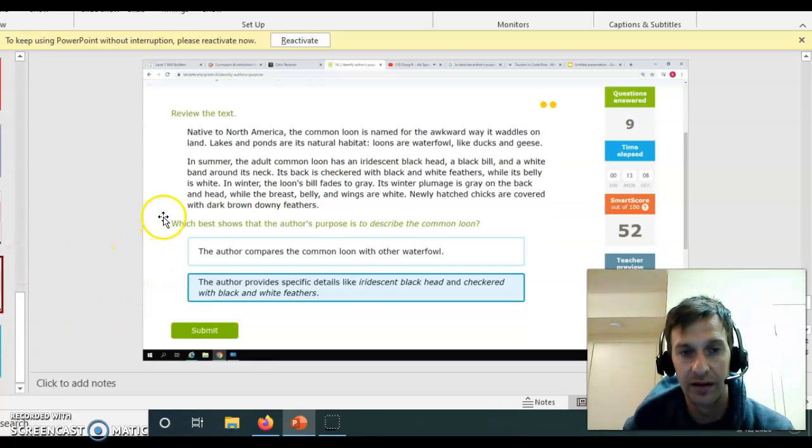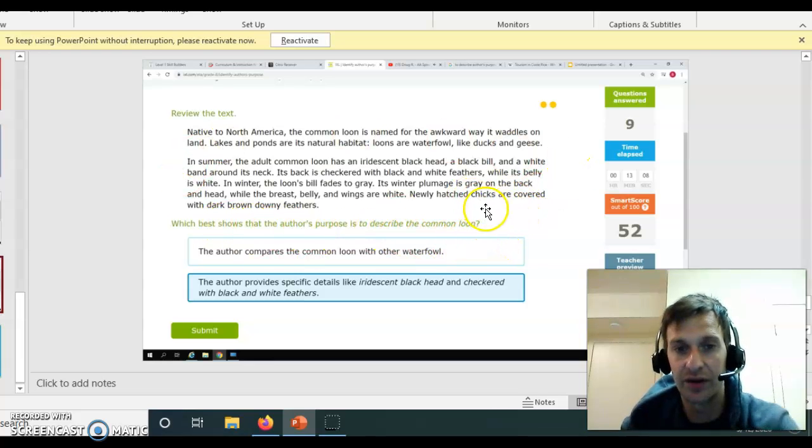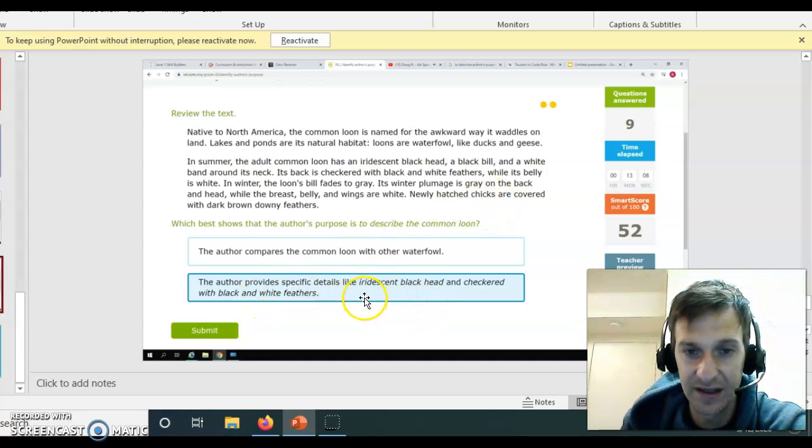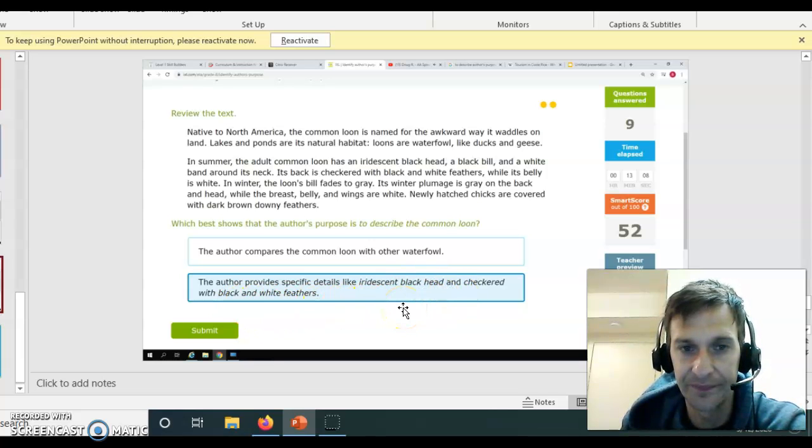Okay. And then how does he do that? So it's the same passage. And when you go into IXL, you'll see these. He best shows how the author's purpose is. How does he show the author's purpose? He provides specific details, like a black head, and checkered with black and white feathers. Alright? He's providing those descriptions.